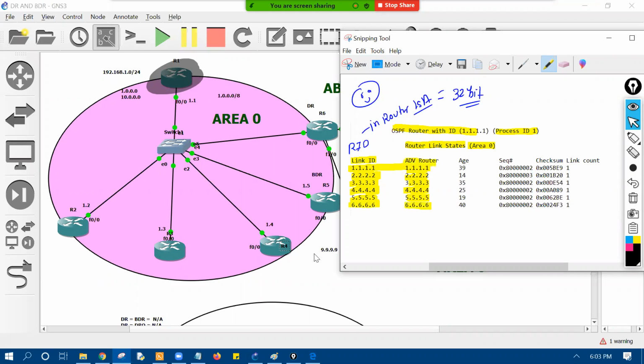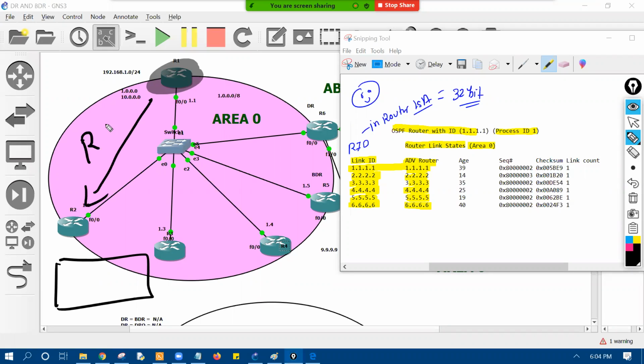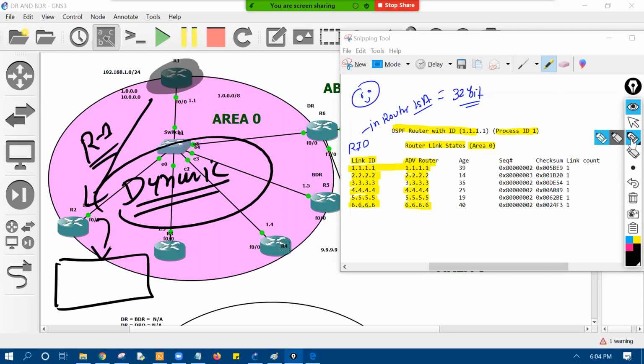After that, I'm learning this information, right? For example, R2 learns this router LSA information about R1 and puts it in the database table. I'm learning this information as dynamic. So if I'm learning any information as dynamic, we have a timer. That timer is known as the age in OSPF.